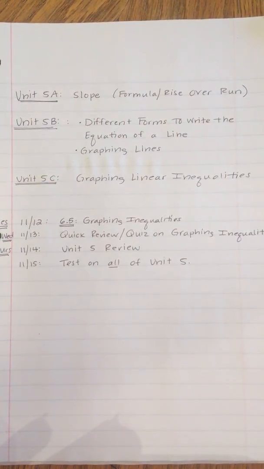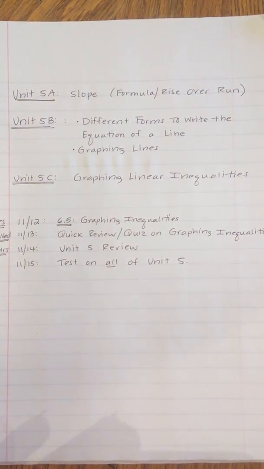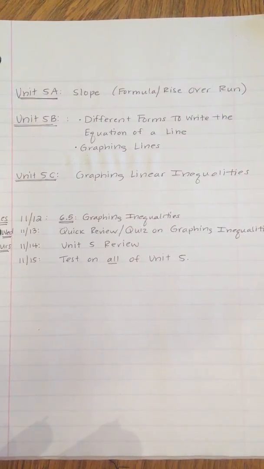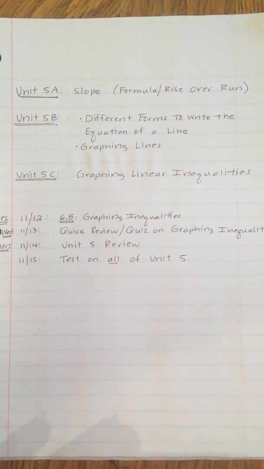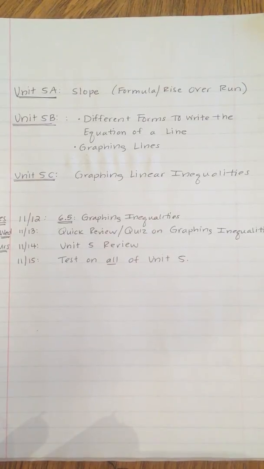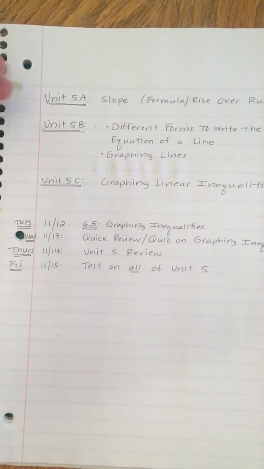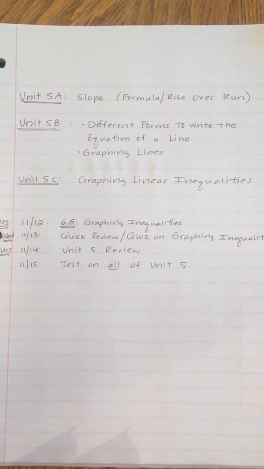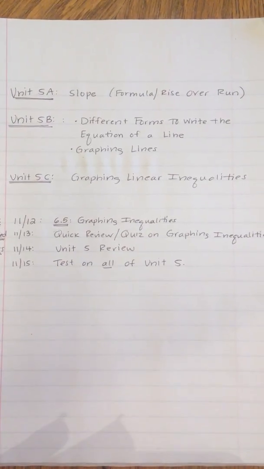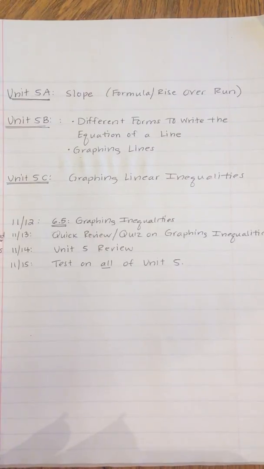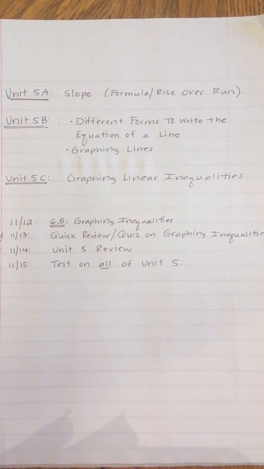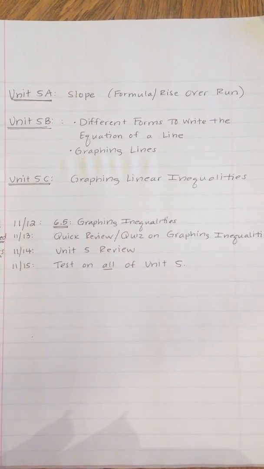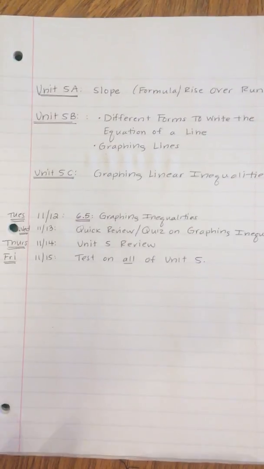I just wanted to give you guys the weekly rundown of what you're going to be doing over the next few days. So first I just want to recap what we've been doing in the previous units. If you think back to Unit 5A, we talked about slope. We talked about how to use the slope formula to find the steepness of a line. We also used rise over run when given a picture to find the steepness of a line.